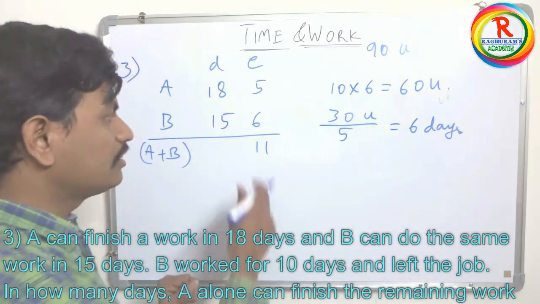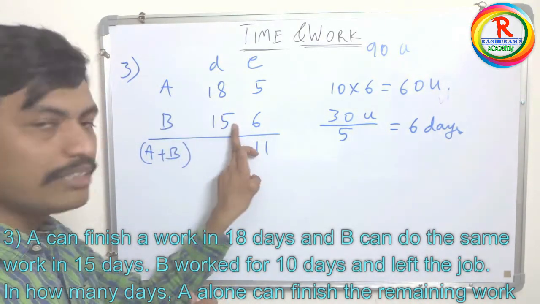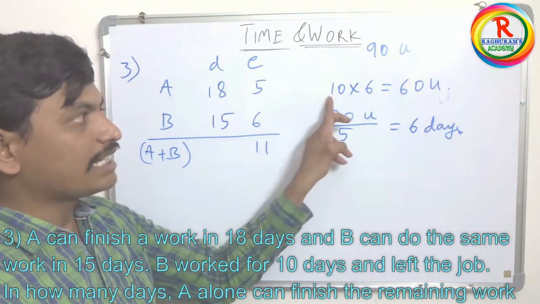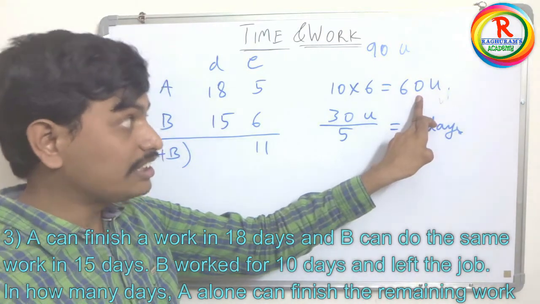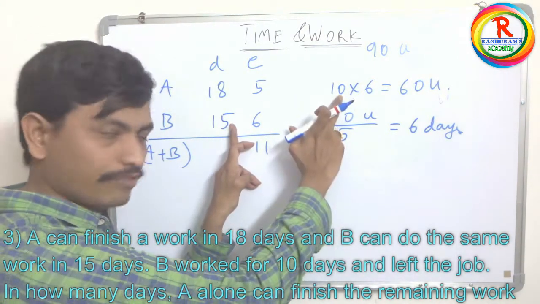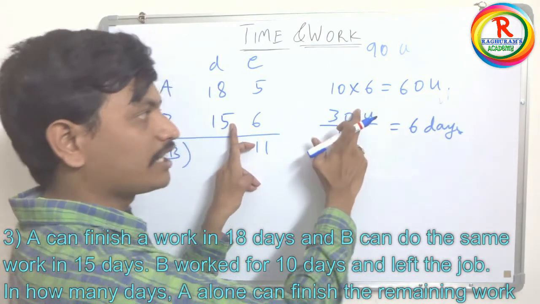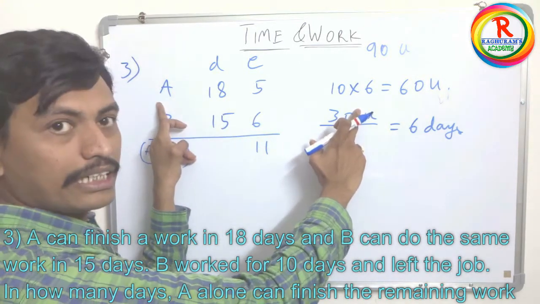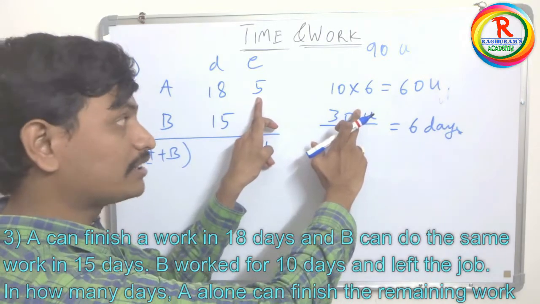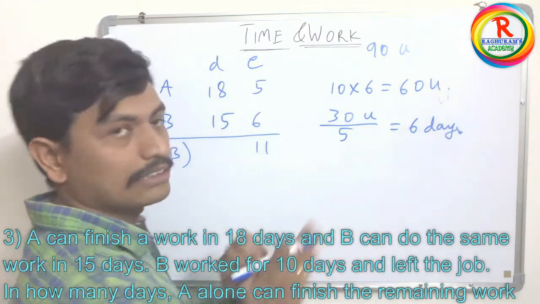Here in this case, what is asked? The combined work is also not required. A can complete in 18 days, B in 15 days. For the first 10 days only B worked. So 10 6s are 60 units he has completed in 10 days. He could complete the total in 15 days, but he worked only for 10 days. What is left? 30 units, completed by A. He can complete the total work in 18 days, at 5 units per day. So 30 units can be completed in 30 by 5, 6 days. That's the answer.